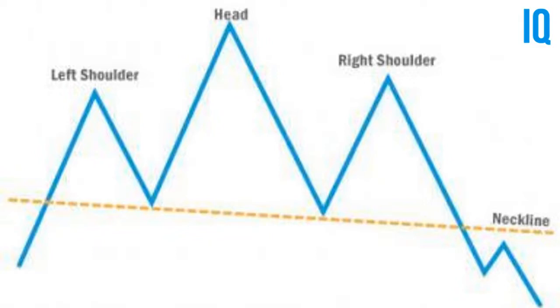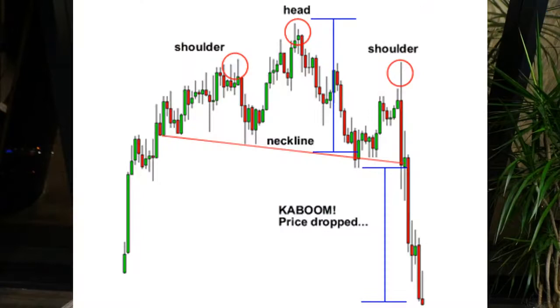Now, the slope of this line, or the neckline, can either be completely straight, it can be sloped up, or it can be sloped down. Typically, when the slope is down, it produces a more reliable head and shoulders pattern. With the head and shoulders pattern, we place an entry order below the neckline.